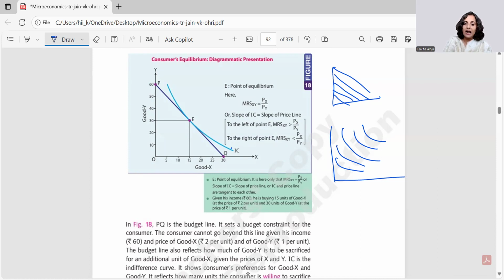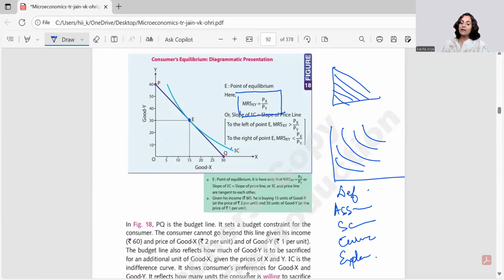We have to check where they are equal, and equal means just touching, means the point of tangency. So at this point E, the condition of MRS is equal to PX by PY is met. Now the condition is why the equilibrium situation is this. And once again, let me make you understand that whenever we are working for a 6 marker, we give the assumptions, we give the schedule, we give the curve, and we give the explanation. The explanation would be divided into two parts, the point of equilibrium and disequilibrium. Then only you'll have full marks.